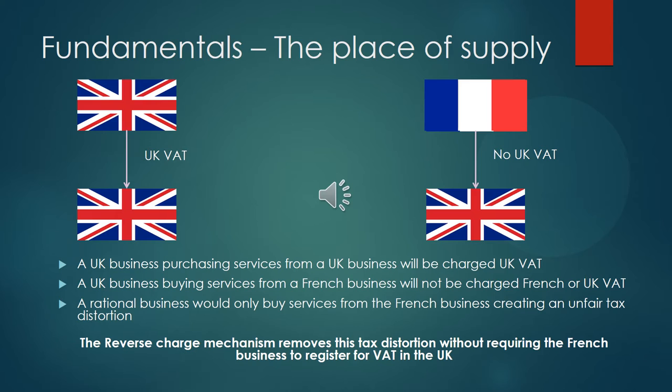So on the left hand side, you have a UK business selling to a UK business. It's charging UK VAT. Both businesses are established in the UK. That is the majority of transactions for UK businesses.